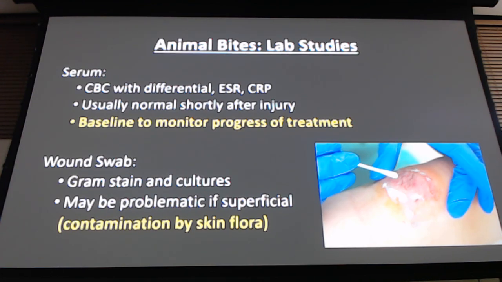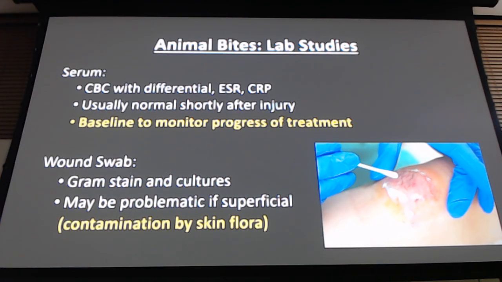Lab studies, we talked about this like a million times, right? CBC, ESR, and CRP, correct? If for no other reason, you're going to get those labs to monitor for progression, correct? So it's a baseline. You're going to check to see if your treatment's effective and or the patient is worsening, okay? Make sense?